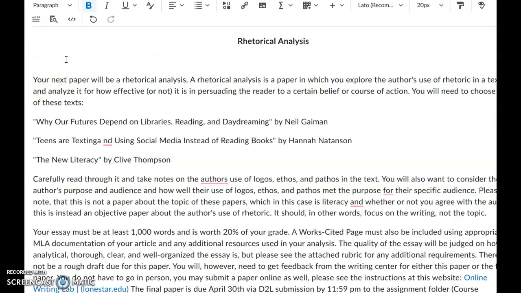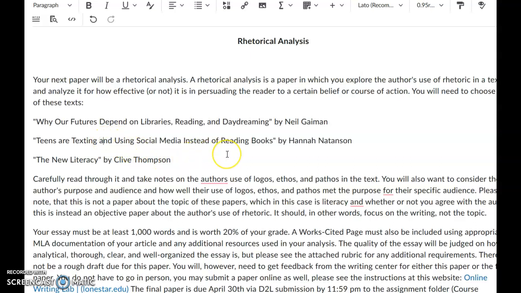This next paper is called a rhetorical analysis. Your purpose is to analyze an author's use of rhetoric within a text and come to a conclusion on how effective or not it was in that use. I provided some articles here for you to analyze. You may pick any of these three, but not another one. I'm seeing a typo, but it needs to be one of these three.